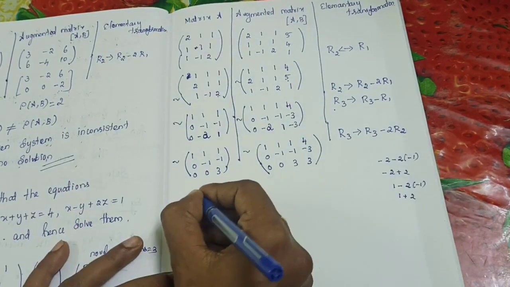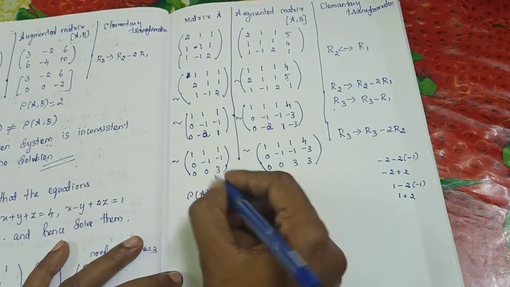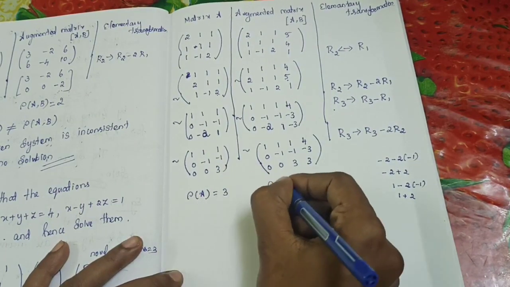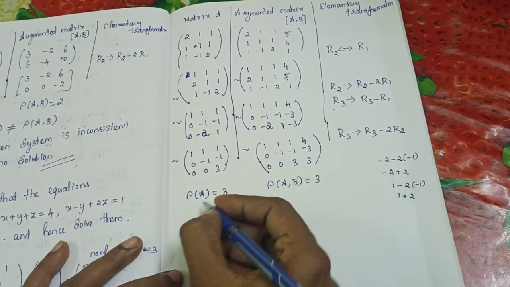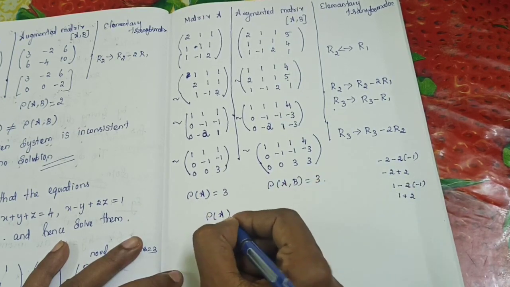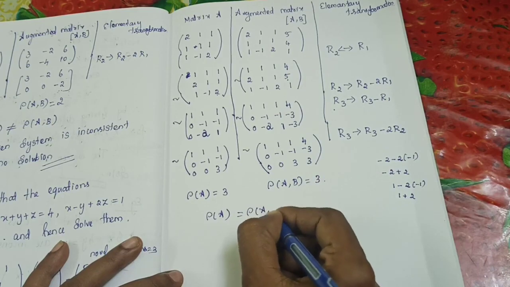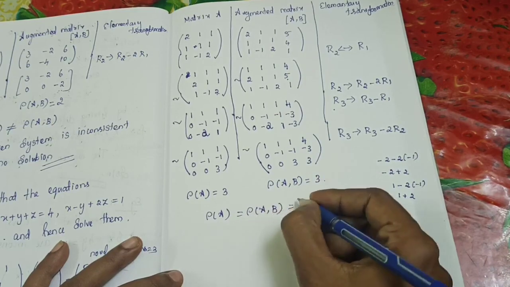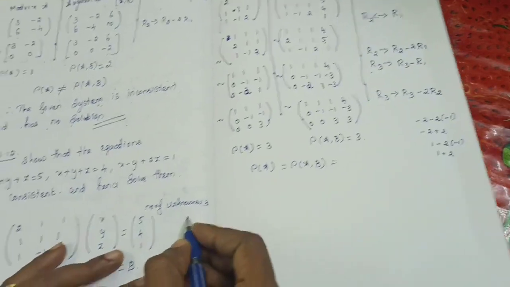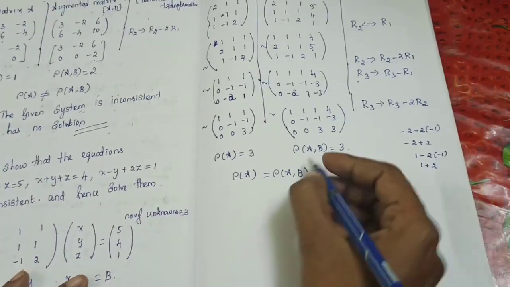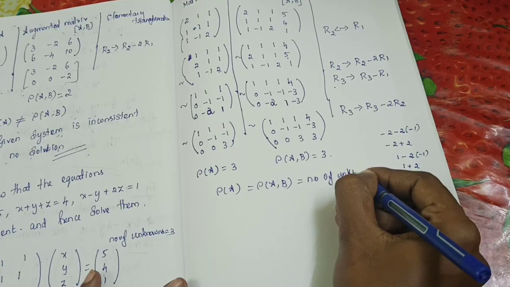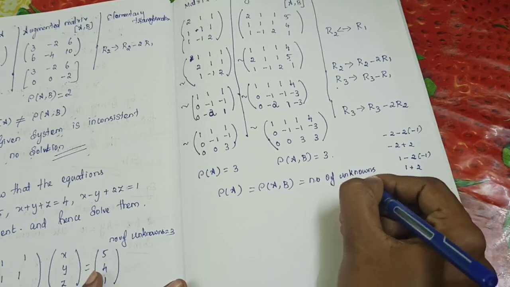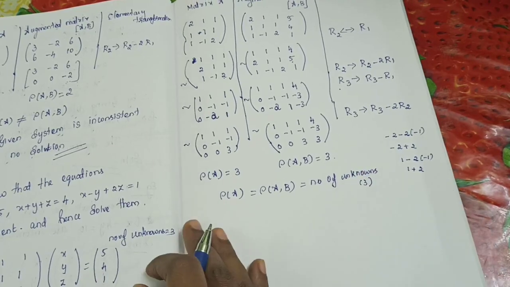Okay. Now rank of A. How much is rank of A? How many non-zero entries? 3. Here rank of A comma B. How many non-zero entries? 3. Is it right? So we come to know rank of A is equal to rank of A comma B is equal to number of unknowns. How many unknowns are there? 3. So it is equal to number of unknowns. Number of unknowns, that value is 3.